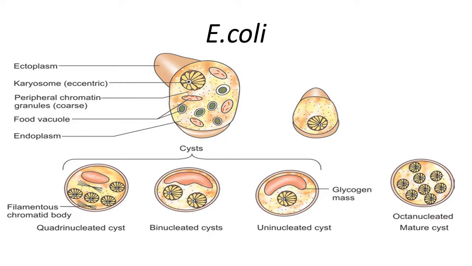So we have to know the morphological differences between Entamoeba histolytica and Entamoeba coli, because the morphological forms are the most confusing. If you know the morphological features very well, only then can you identify the pathogenic parasite.